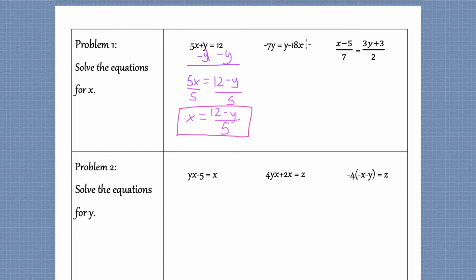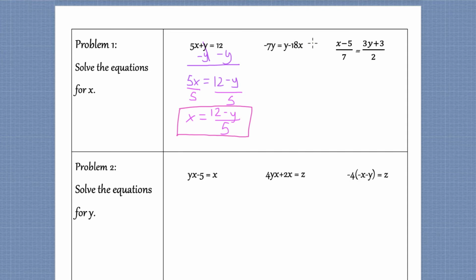On this problem, however, we could have taken another approach in doing this. We could have, instead of dividing the entire 12 minus y by 5, divided 12 over 5 and then divided the negative y over 5. This would ultimately give us the same answer, and it's just another way that we could approach this problem.